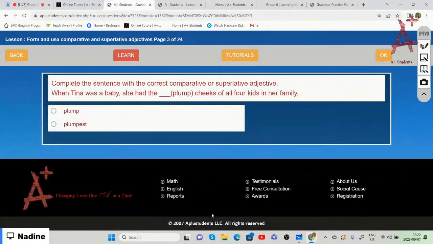When Tina was a baby, she had the plump cheeks of all the four kids in her family. Is it the plump or the plumpiest? Or plumpest, sorry. Plumpest cheeks of all the kids in her family. All right, so we can just say she has the plumpest, because her cheeks are being compared to everybody's in the family.